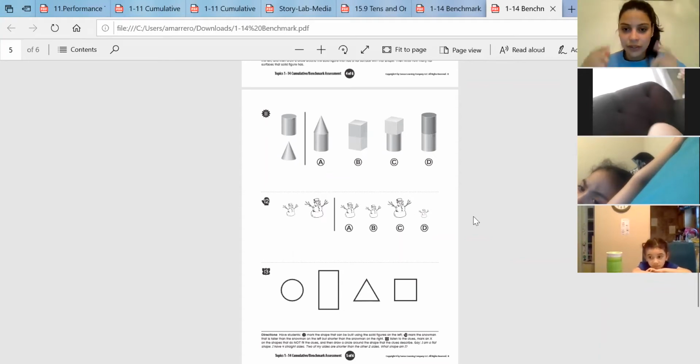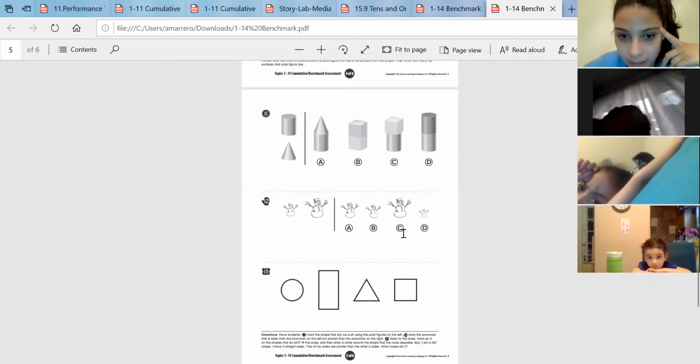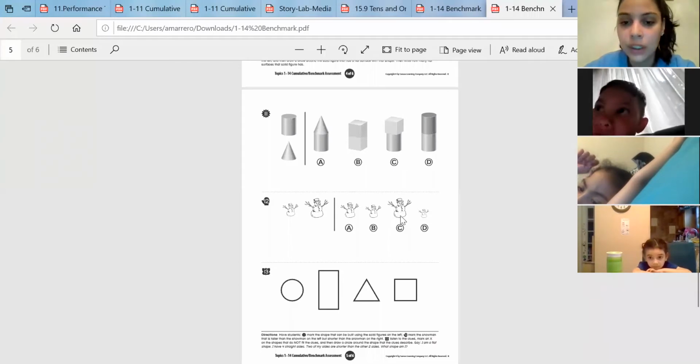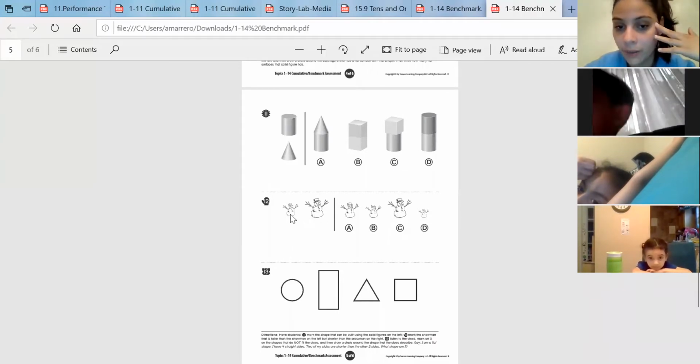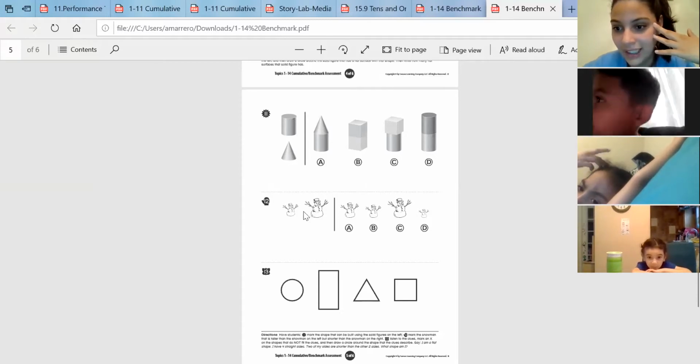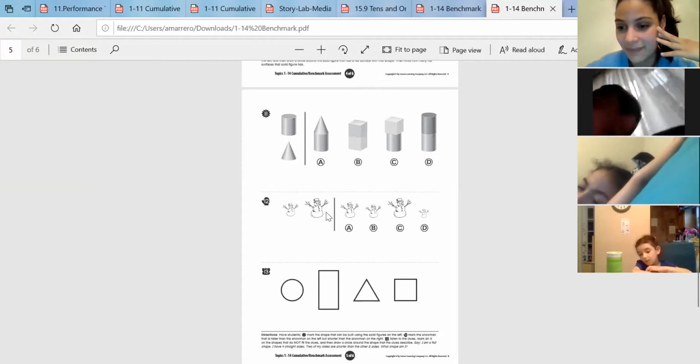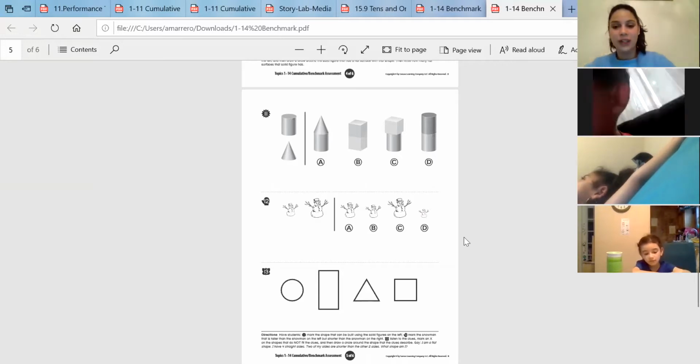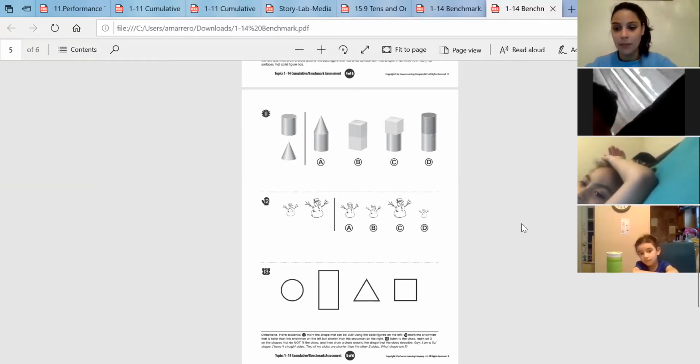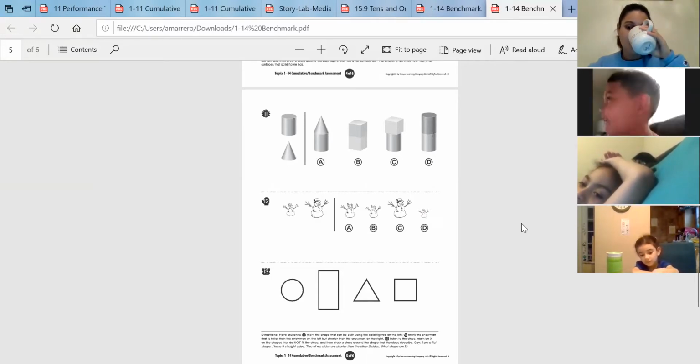So now you have to really look at all of the options and think about which snowman will be bigger than that one, but smaller than that one. So what are you thinking? Which one do you think would go perfectly in the middle?